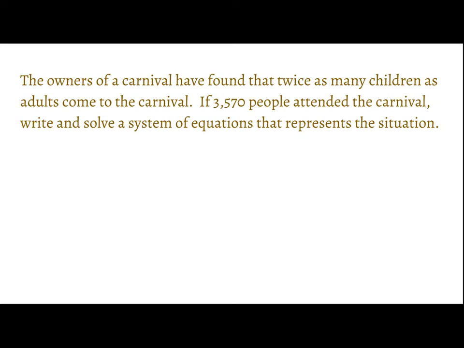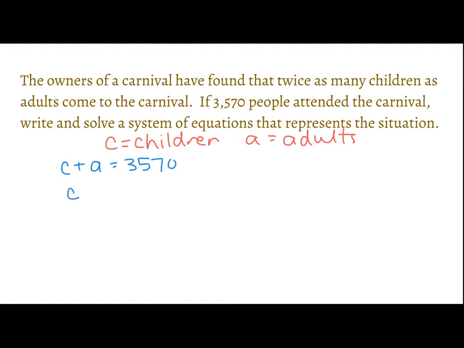So we know that we have to define our variables. I'm going to define my variables as C equals children and A equals adults. Always a good idea to make sure you define those variables so you know exactly what you're talking about. One of the pieces we know is that children plus adults is all of our attendees, 3,570. Then we know that twice as many children as adults come to the carnival, so children equals 2 times the number of adults.